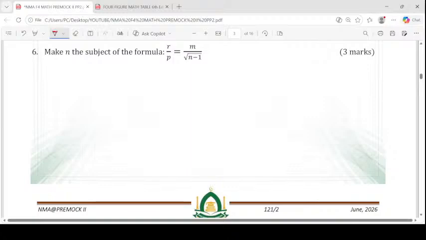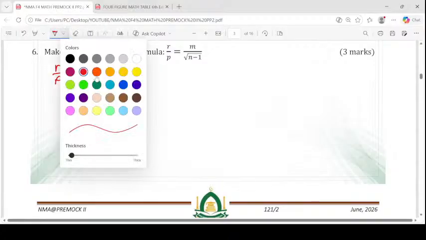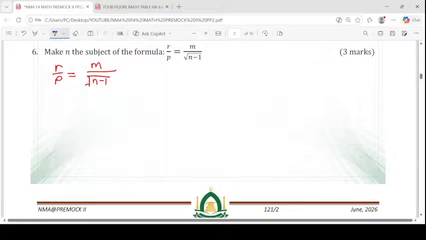So let me have it here. We have R over P, which is equivalent to M all over the root of n minus 1. The first step, in order to make n the subject, we need to get rid of this square root. To get rid of that square root, we are going to square each term. I'll square the denominator, I'll square the numerator here, I'll also square R, and I'll square P.